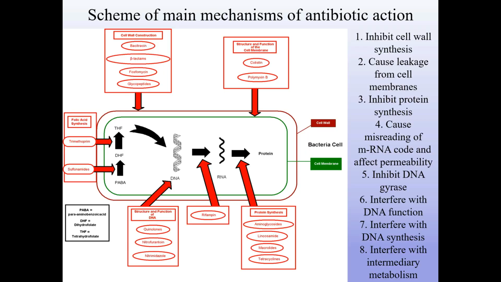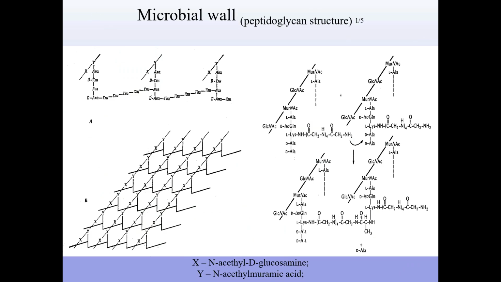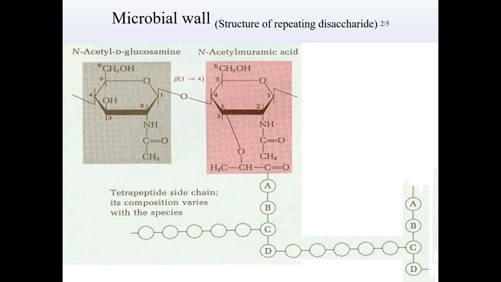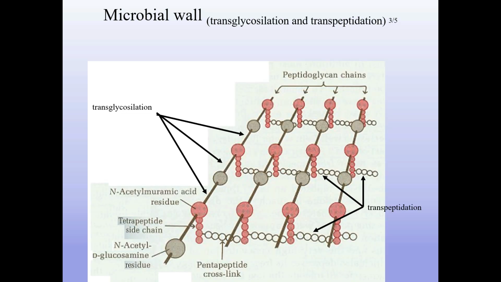And in here you can see a schematic representation of the main mechanisms of antibiotic action mentioned before. On this and the next 5 slides you will see different pictures. You can pause them and take a look later. In here you can see peptidoglycan structure. In here, structure of repeating disaccharide. In here, transglycosylation and transpeptidation.